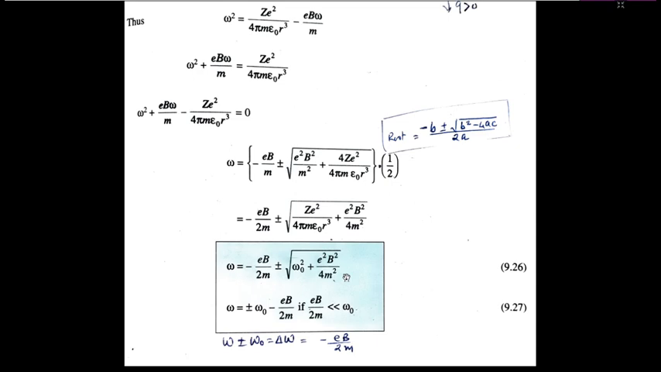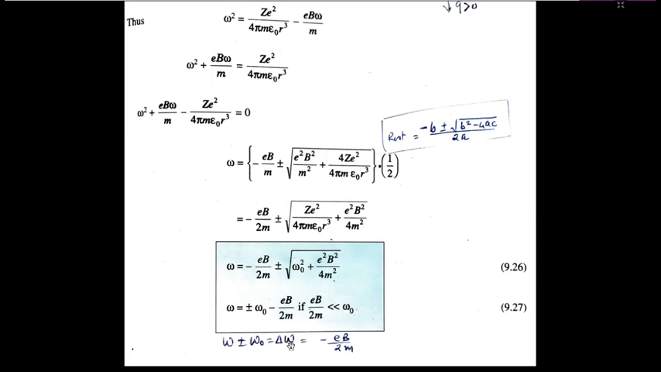frequency, which is commonly known as the Larmor frequency, and that variation in frequency is represented by delta omega. The amount of change of frequency will be equivalent to minus eB by twice of m, where e and m are constants, so the change in frequency strongly depends only on the applied magnetic field. The more the applied magnetic field, the more the change, and that change is represented by delta omega.